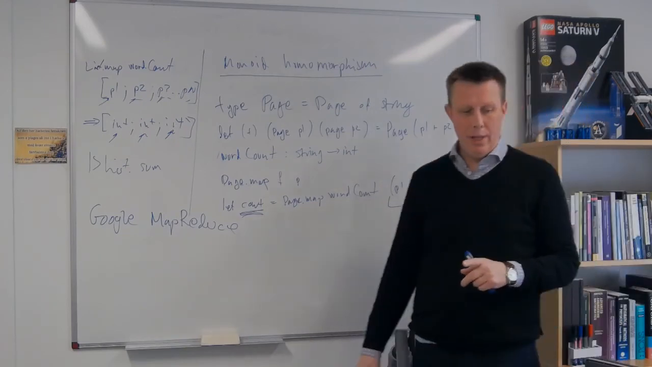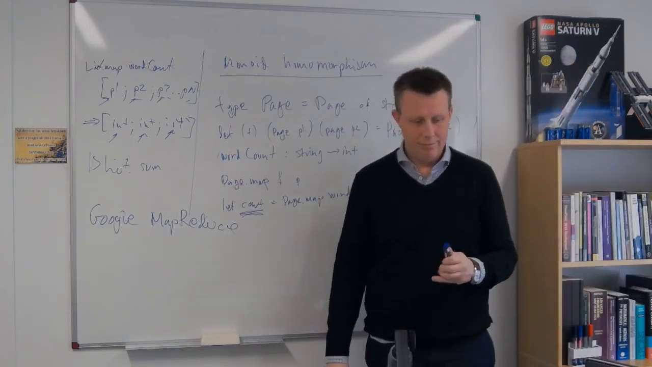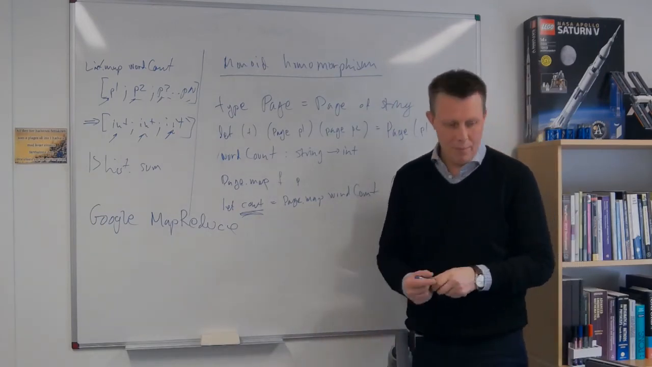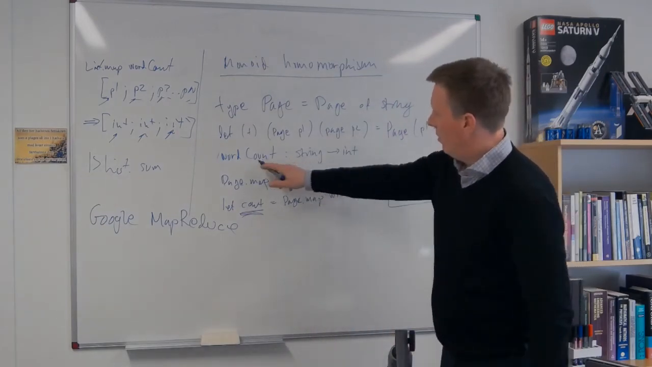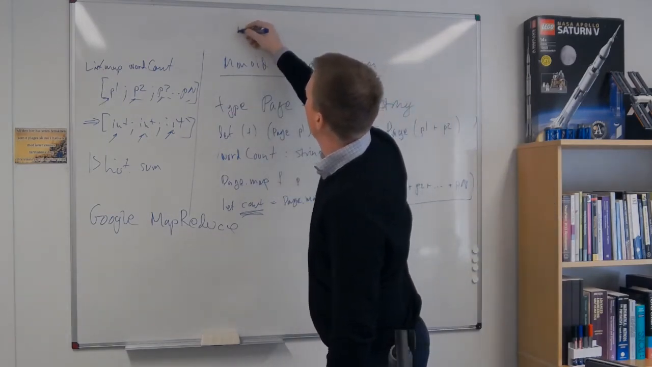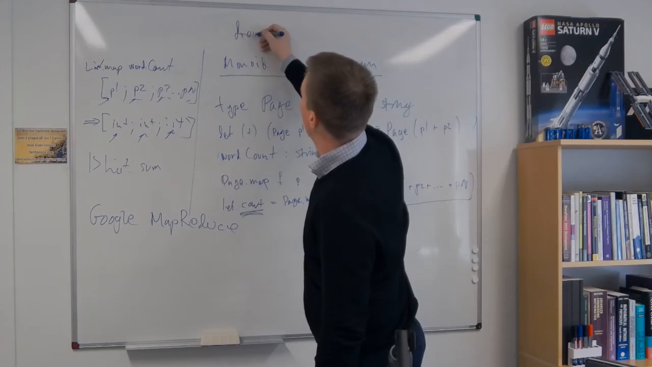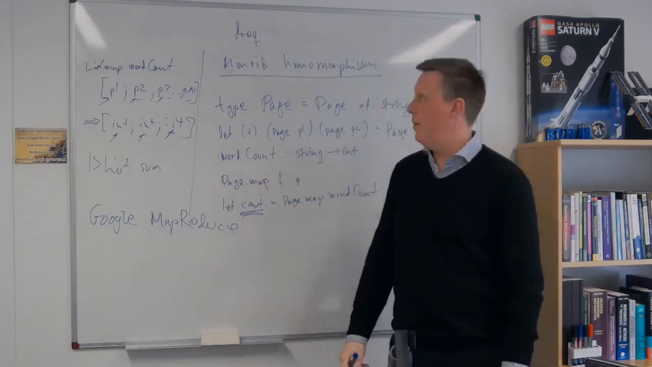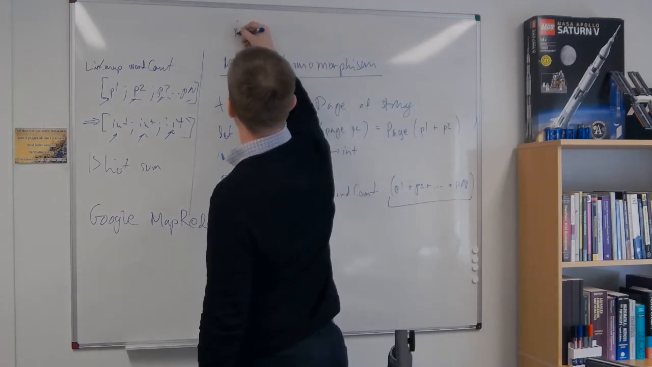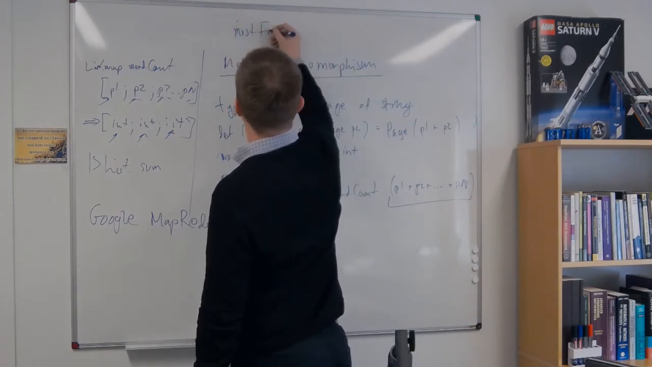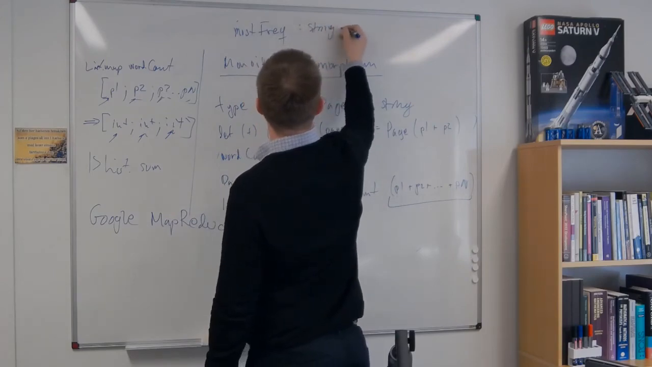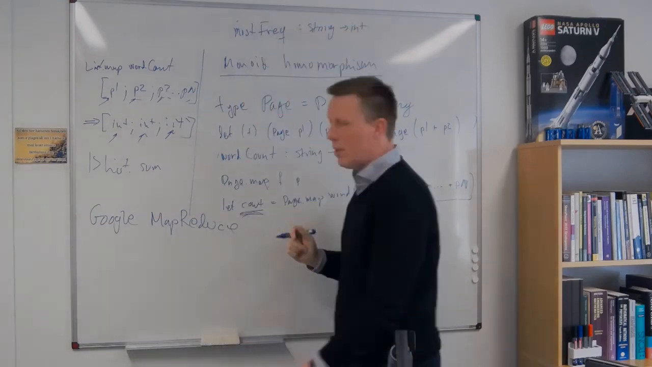A word of warning though, because it's easy to make silly little catastrophic mistakes. So instead of word count, what if I have a function which I'm just going to call most frequent, mostFreq. It takes a string and it produces an int. So it's very similar to word count.